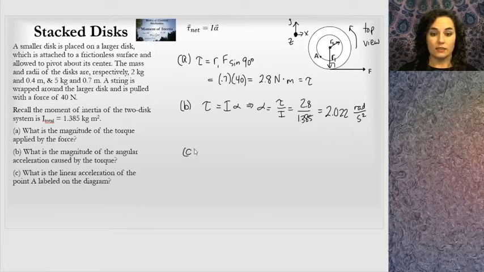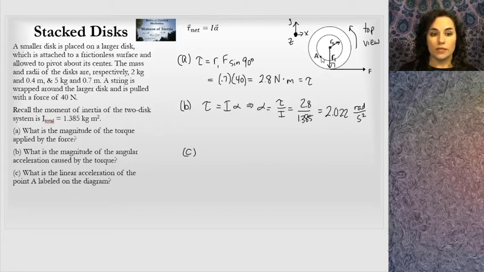Part C, what is the linear acceleration of the point labeled A on the diagram? So when I look at this, the angular acceleration describes the acceleration rotationally for all of the points on both disks. All of the points everywhere rotate the same angle in the same amount of time and are speeding up at the same rate. So they all have this angular acceleration, 2.022.